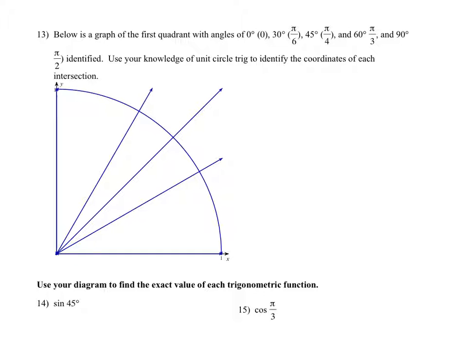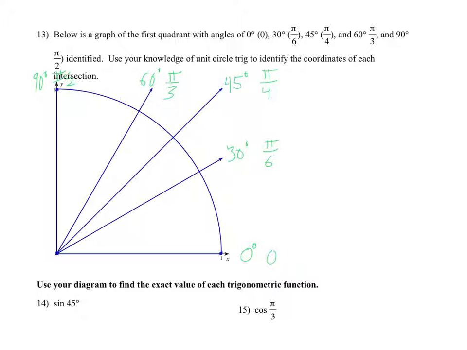For number 13, we got to graph the first quadrant, and we've identified 0, 30, 45, 60, and 90. I'm going to just mark these. That's 0 degrees, that's 0 radians. That's going to be 30 degrees, otherwise known as pi over 6 radians. That's going to be 45 degrees, otherwise known as pi over 4 radians. We're going to have 60 degrees, which is the same as pi over 3 radians. And then 90 degrees, or pi over 2 radians.